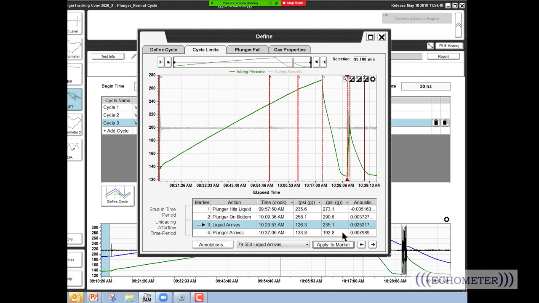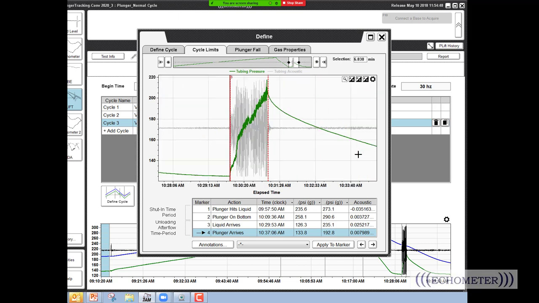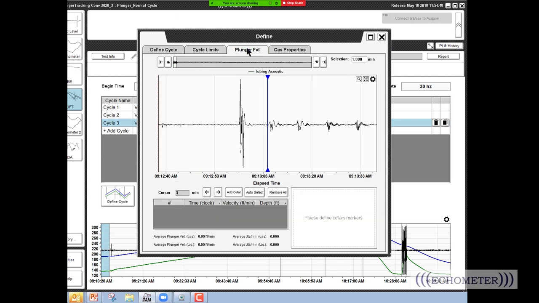And then the next one is plunger arrives, and that's right here. And if I want to see it in more detail, let me zoom in and show you what's going to happen here. So there is the annotation. I want to make plunger arrives right there, the annotation. And I select that and I say apply to the marker. Now I've got my cycle selected. And I'm going to go to plunger fall now.